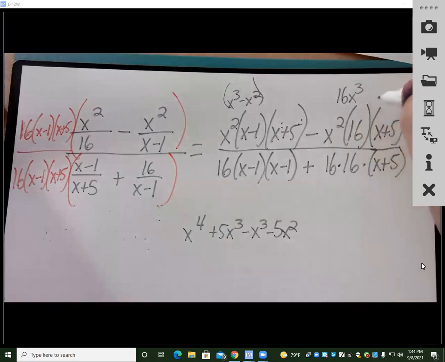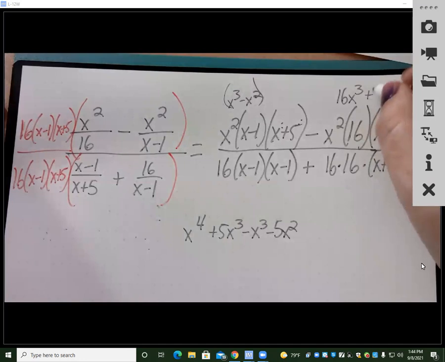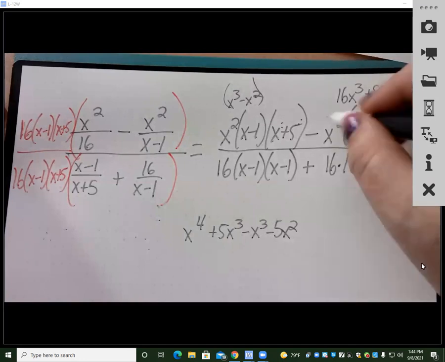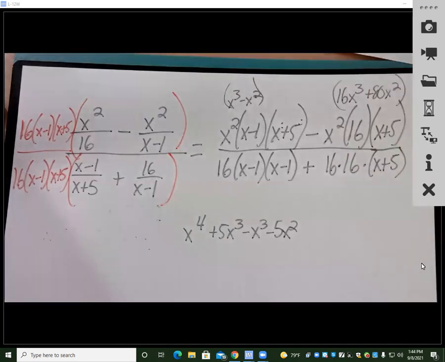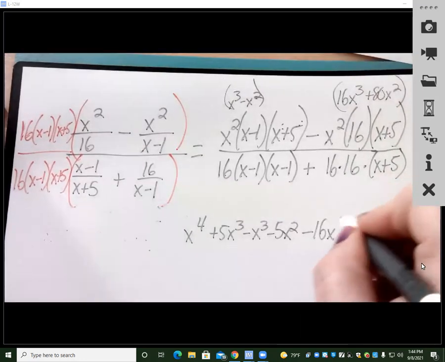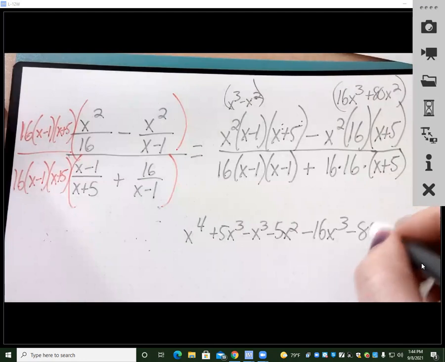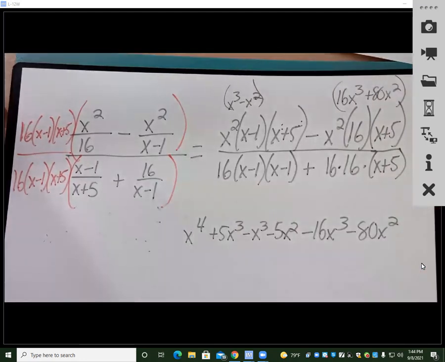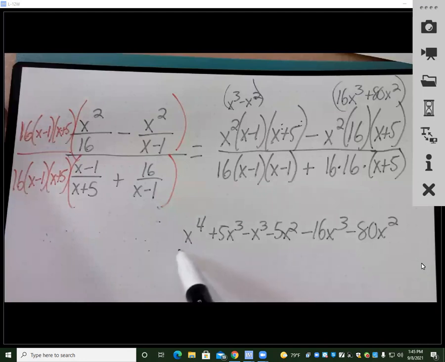Okay, so that would be a positive 80x squared. But remember, I have to subtract the whole thing. So I'm really going to have a minus 16x cubed minus 80x squared. So there is my whole numerator. And now I can combine like terms. But you know what? I'm going to do that in the next step. Let me do the whole bottom, and then I'll do another step where I combine like terms.